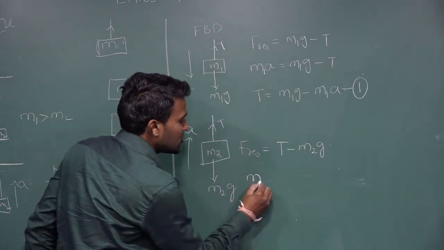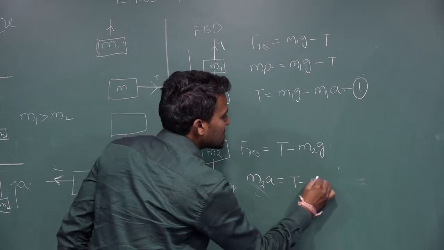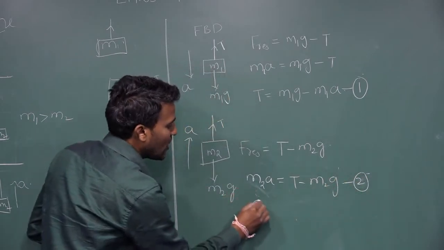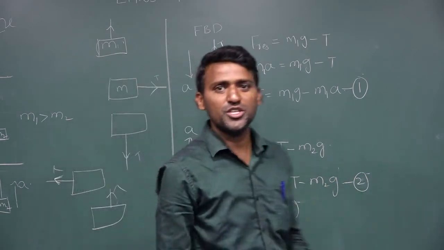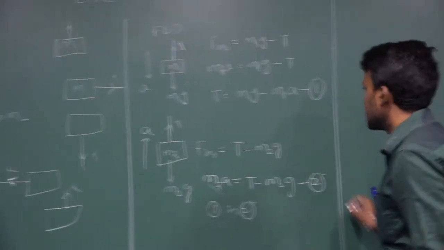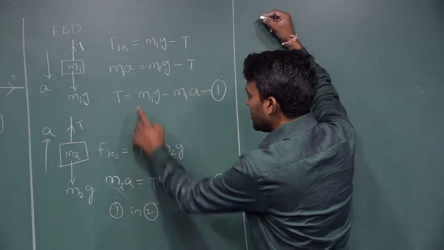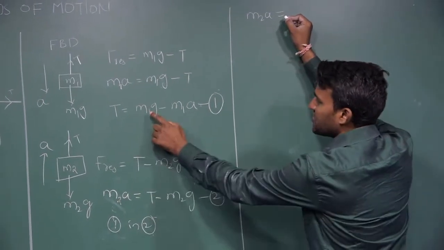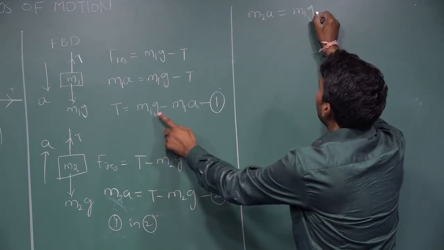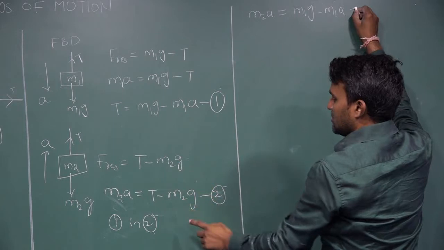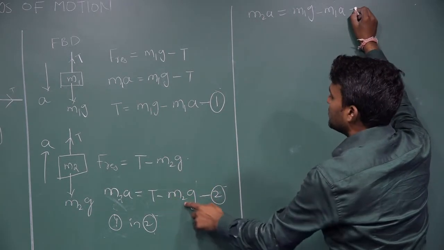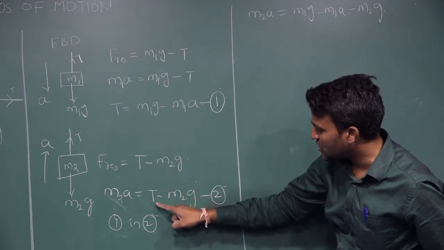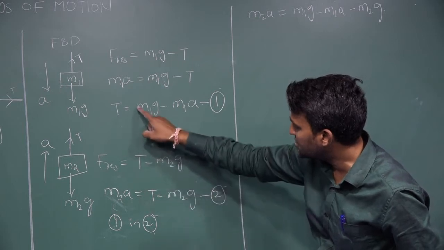Resultant force. According to Newton's second law, m2a is equal to T minus m2g, isn't it? Now this is equation 2. Substitute equation 1 in equation 2. If you substitute, m2a is equal to T, which is m1g minus m1a, minus m2g. I substituted equation 1 in equation 2.